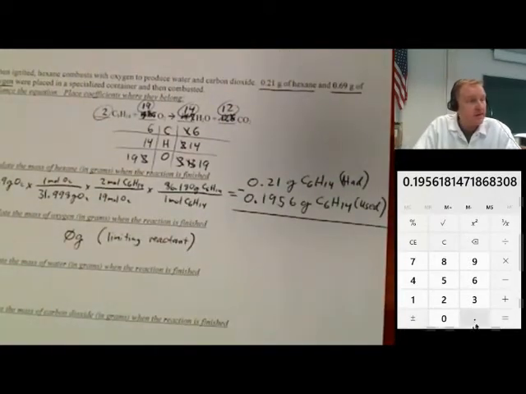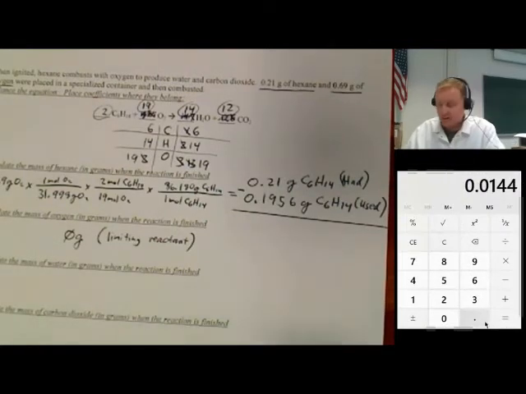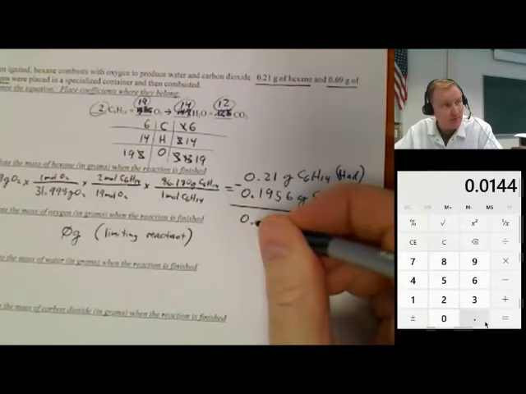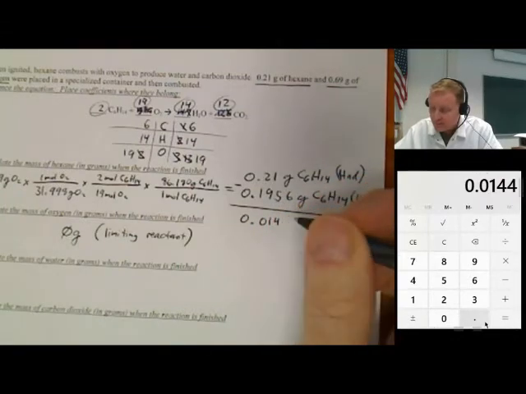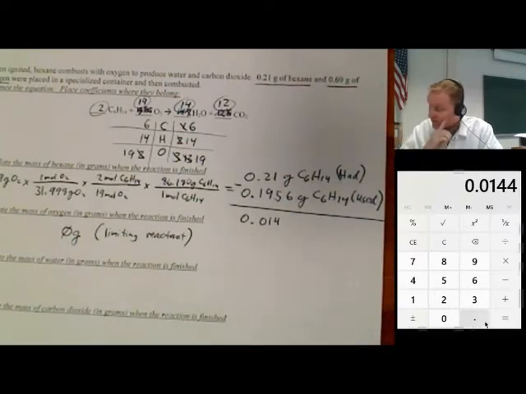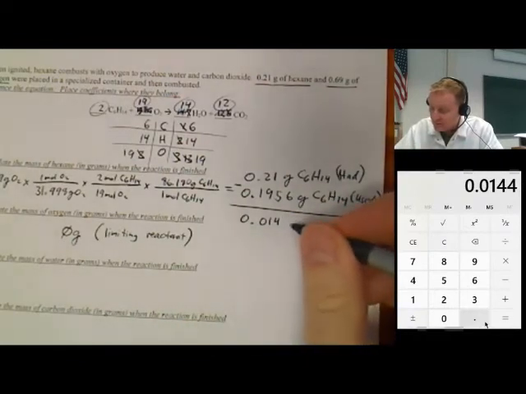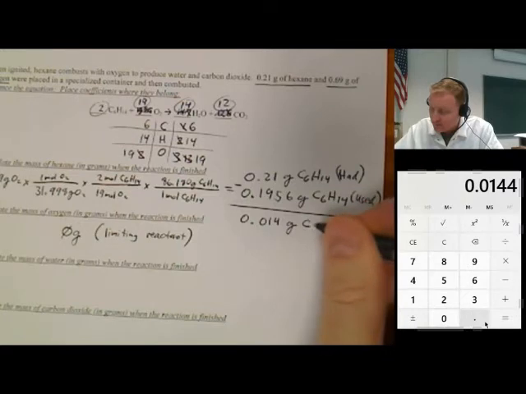So we're going to take 0.21 minus 0.1956. And so left over, I've got 0.014, which is two significant figures. We can just leave it like that. Grams of hexane.